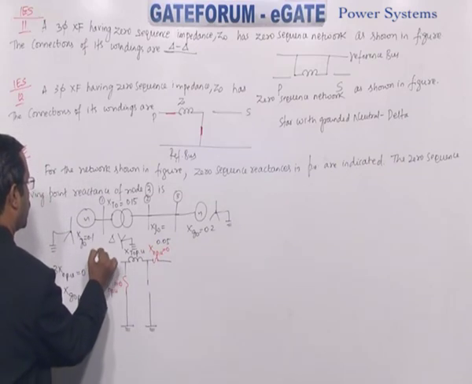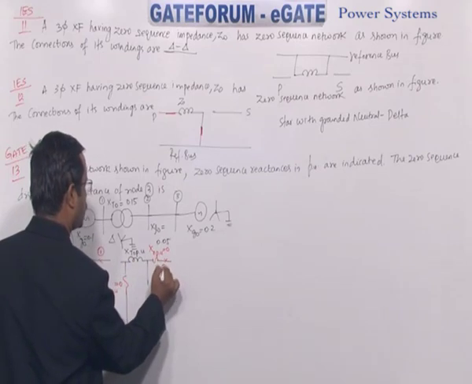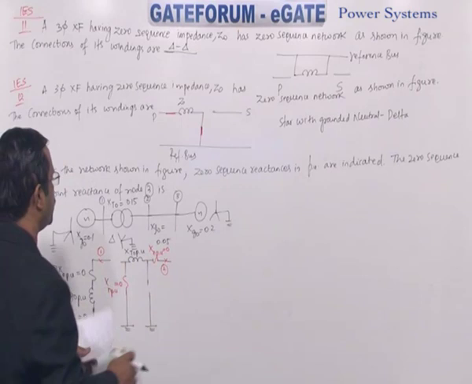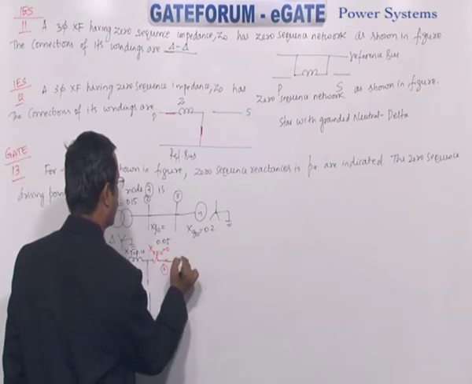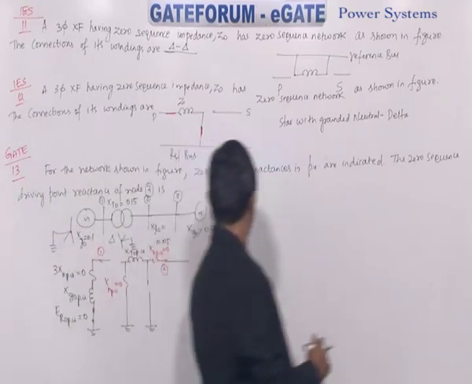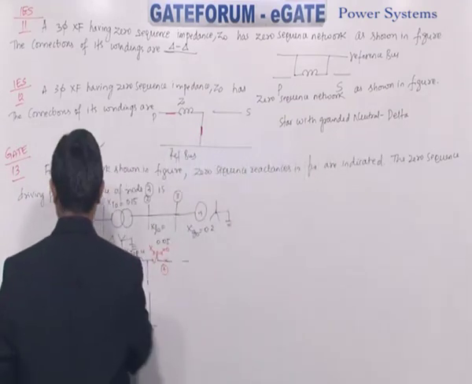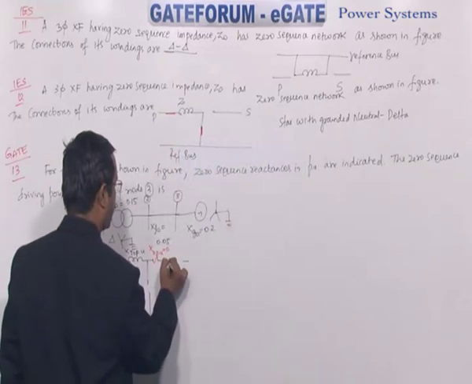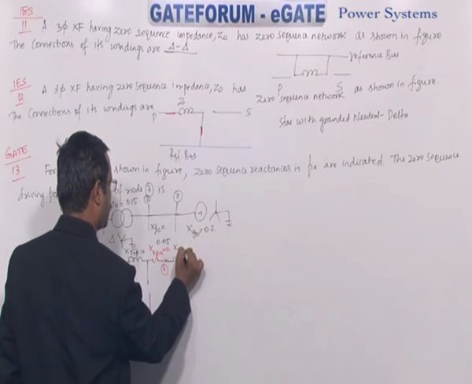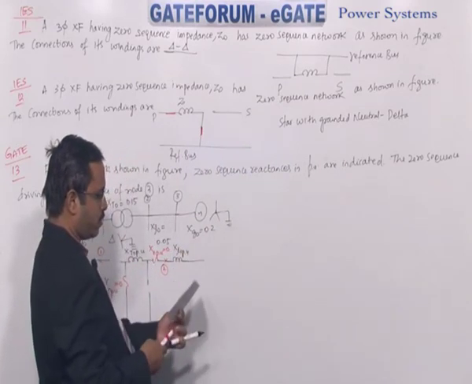So here you come across bus 1 and here bus 2. After that we have the transmission line. What is the reactance of the line given? It is mentioned in the question as 0.05, so XL0 per unit. Next we have bus 3.